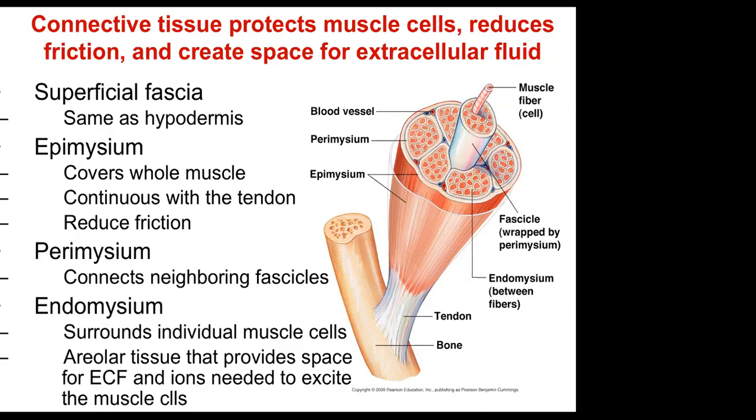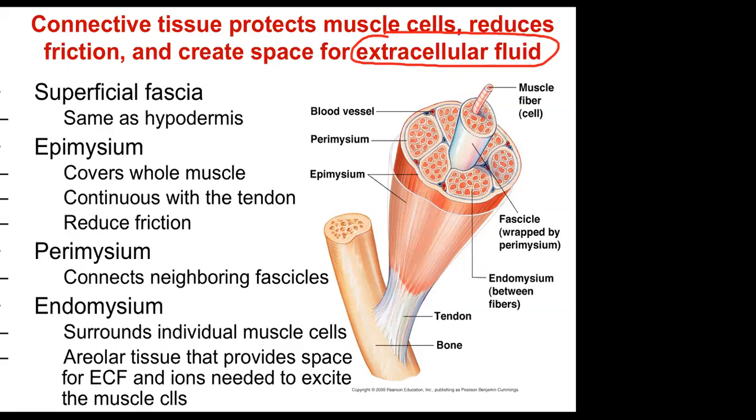And this is a little interesting to think about, but when we talk about muscle contraction, we're going to be talking about movement of ions, and these ions need to exist in extracellular fluid. So by creating space between the individual muscle cells, we now have fluid in the extracellular area with ions that can then exchange across the membrane. And that's really important. So we need to have some space for this extracellular fluid.